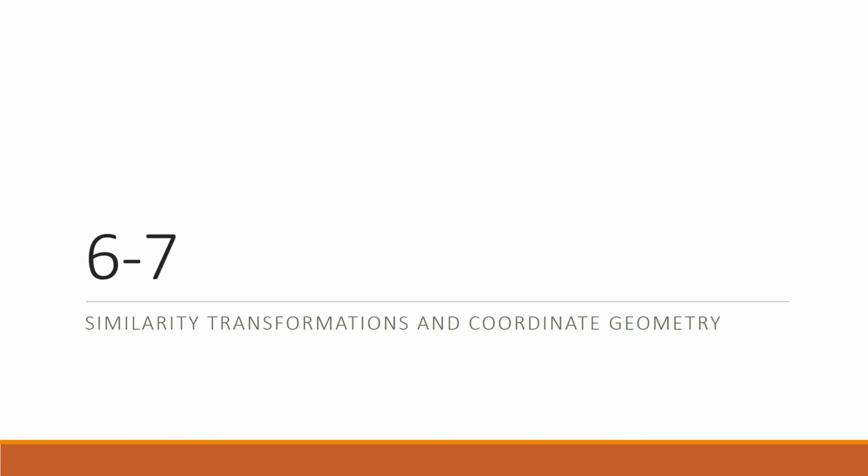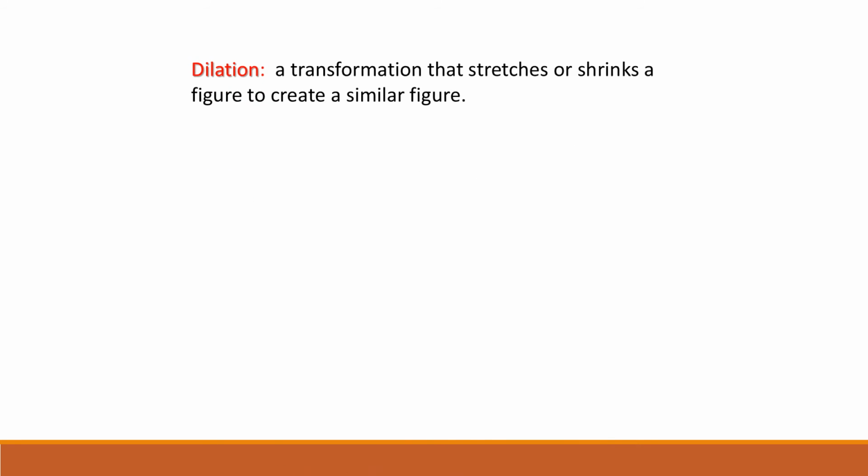Okay, we only have two more slides. 6.7 starts to get back into our transformations again. But this is a new one. This is the one that's not isometric. This is known as dilation. Dilation is a transformation that stretches or shrinks a figure to create a similar figure.